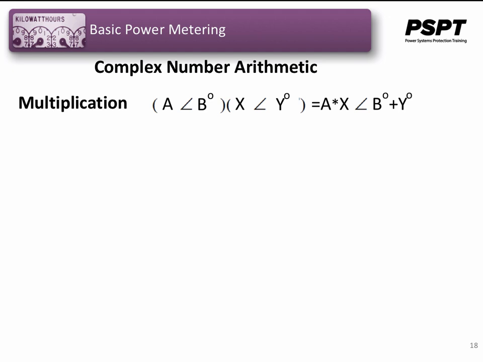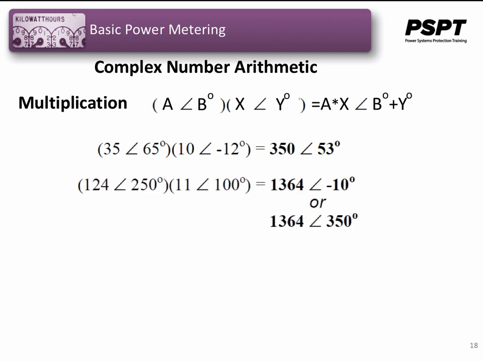So let's look at a couple of examples. If we had 35 at 65 degrees multiplied by 10 at minus 12 degrees, you'd multiply the two magnitudes to end up with 350, and you would add the two angles together. So 65 minus 12 would give you 53 degrees. So the resultant would be pretty easily calculated, is 350 at 53 degrees.